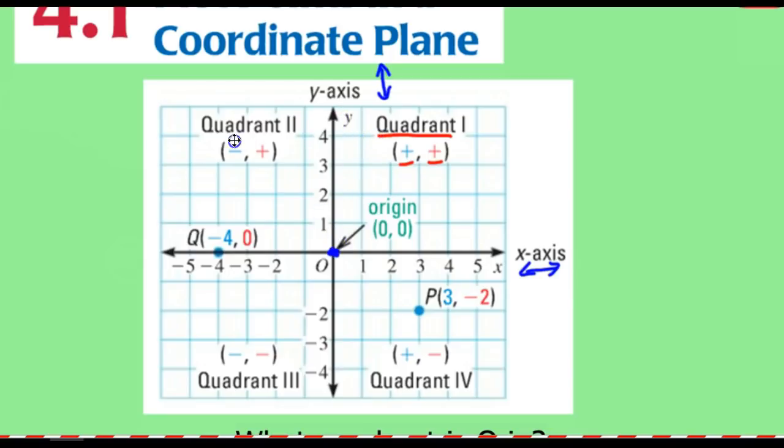Then they go counterclockwise to quadrant 2. This is negative, positive because the x's are negative, but the y's are positive. Quadrant 3 is negative, negative. So it's negative x's and negative y's. And then finally quadrant 4 is positive, negative because there's positive x's and negative y's.